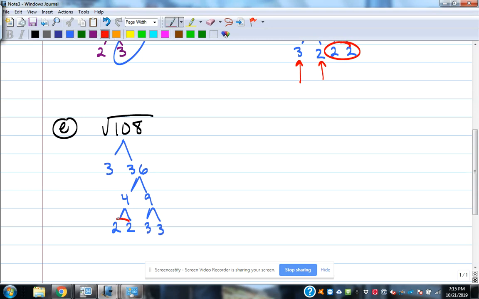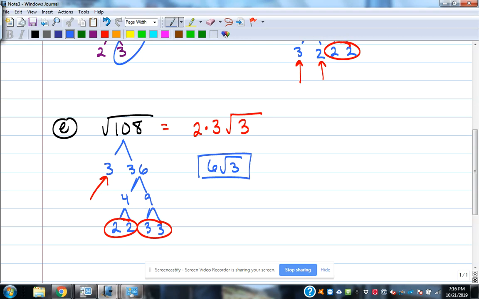Look for pairs. I got one pair of 2s. I got one pair of 3s. So a 2 on the outside, a 3 on the outside. What's left on the inside of the radical? That guy. He doesn't have a partner. We're going to multiply together on the outside. 2 times 3 is 6. Square root of 3.